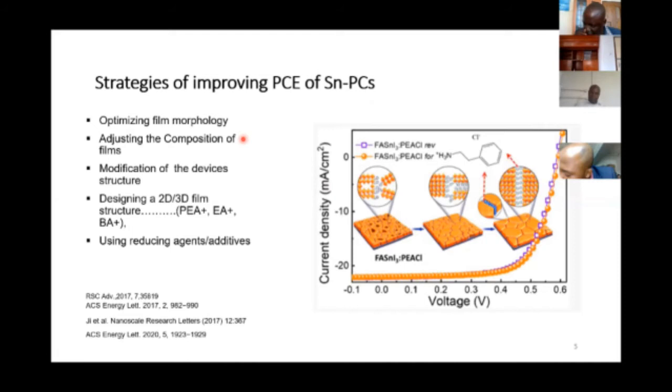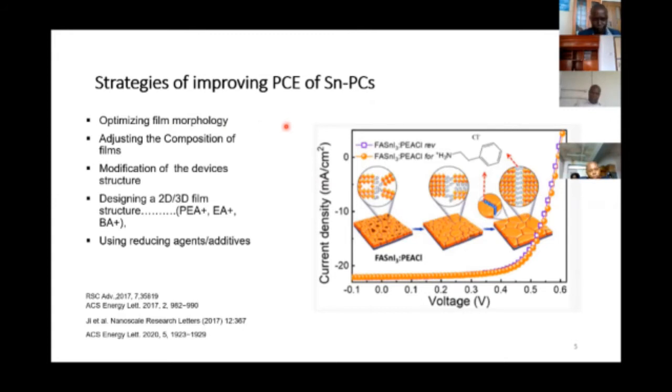Now we have strategies to improve the PCE of tin perovskites. The first, as I told you, is that the crystallization rate is very fast, so it affects the morphology. So the first part is to optimize the film morphology. In doing this, people have used solvent engineering, where they mix maybe DMSO and DMF.